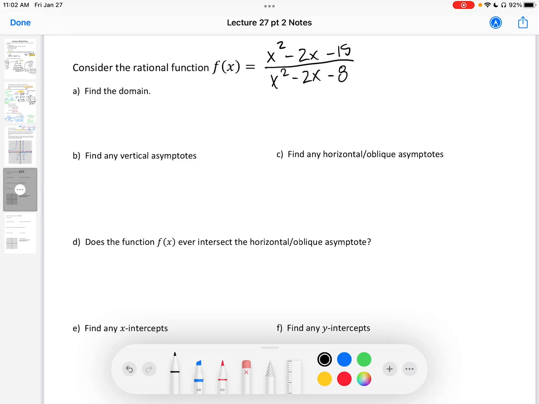Okay, so let's go ahead and get started. We're going to do one of these examples here. Go ahead and pause the video and write down the example that I have put up there if you haven't already done so. Okay, so we're going to roll through and graph these things. We're going to do the whole problem.